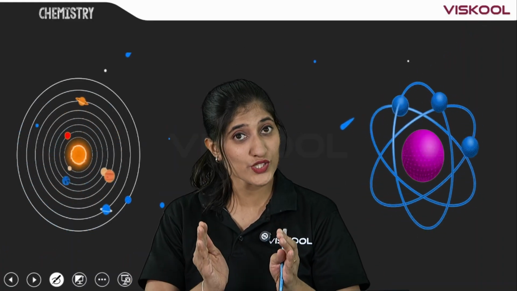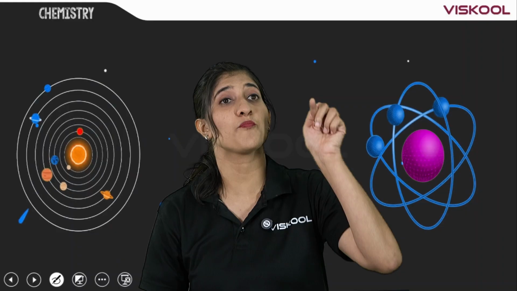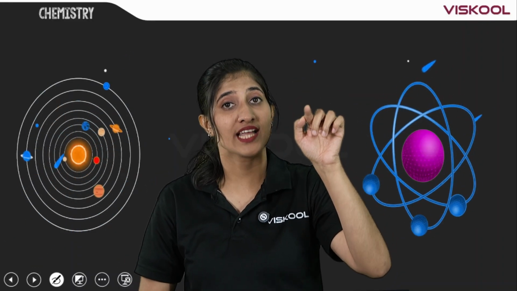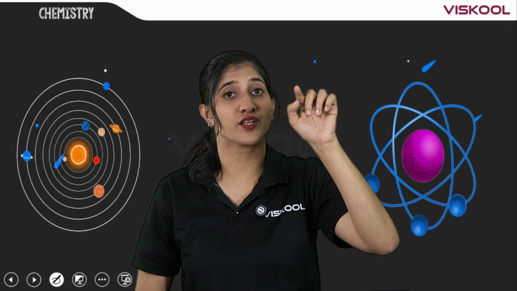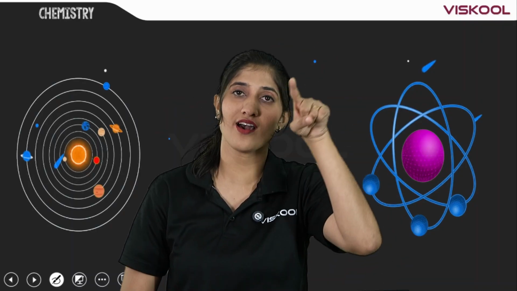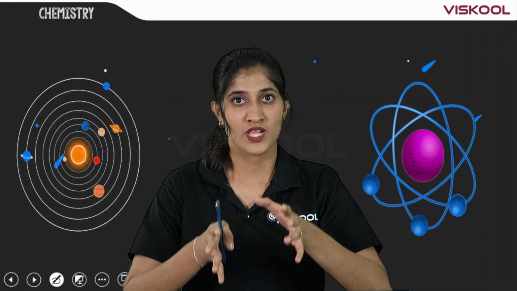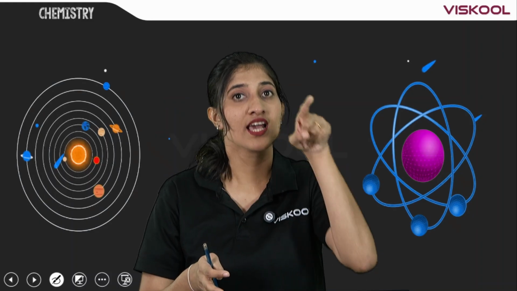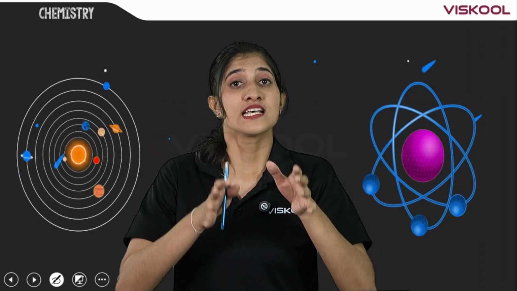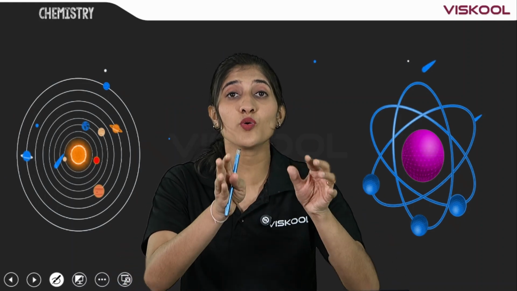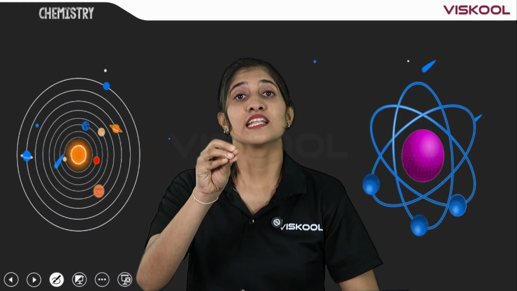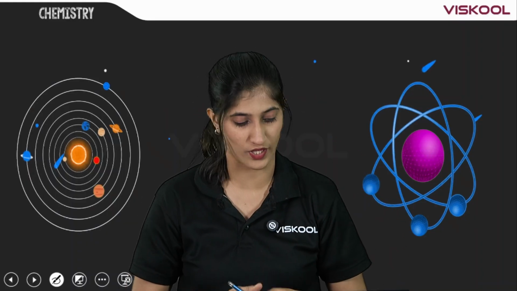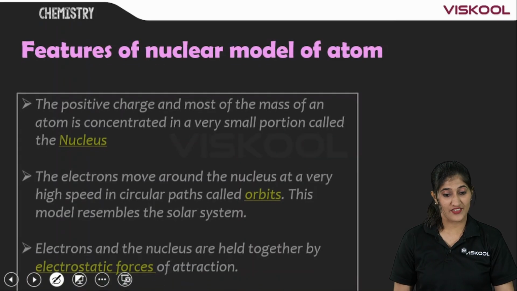Similarly, according to Rutherford, in atom, there is a positively charged dense nucleus at the center. Now, the electrons are moving around the nucleus in a circular path called orbits, like solar system. In solar system, sun is at the center and planets are revolving around the sun in the circular path called orbit. Similarly, in an atom, there is a nucleus, positively charged nucleus. The electrons are moving around the nucleus in the circular path called orbits. Okay, so these are the features of nuclear model.